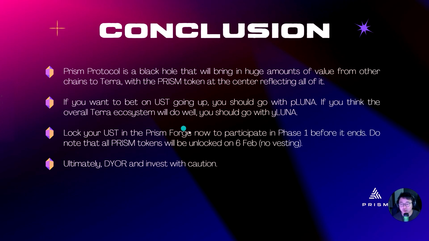And of course, right now, the Prism Forge is live, so remember to lock your UST in phase 1 before it ends in just 1.5 days. And all of your Prism tokens will be unlocked on 6th February and there will be no vesting. At the end of the day, remember to do your own research and invest with caution.